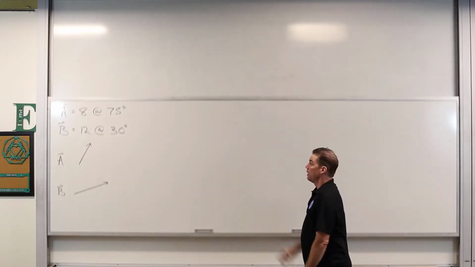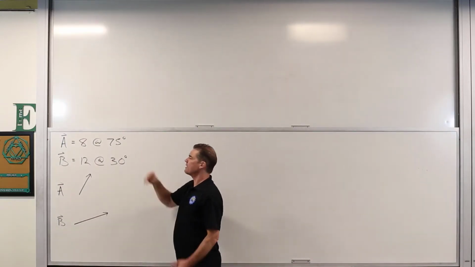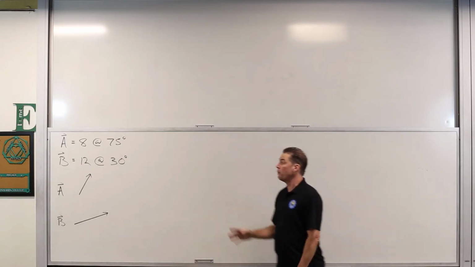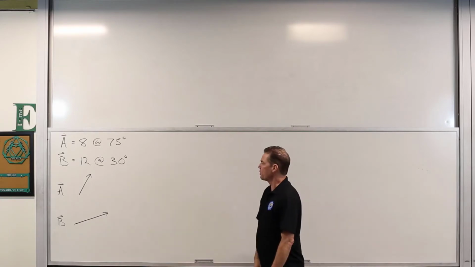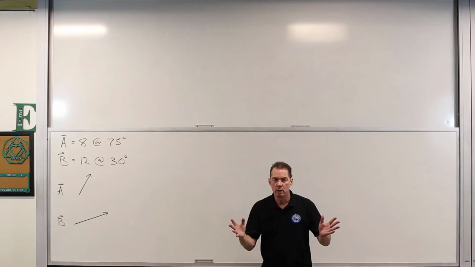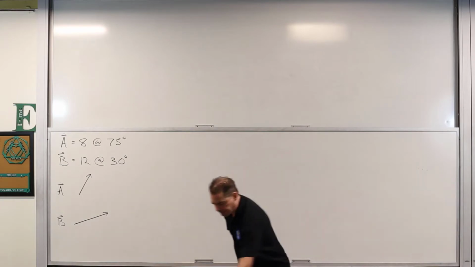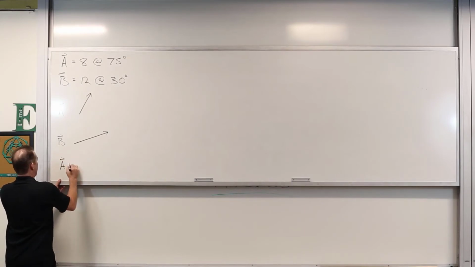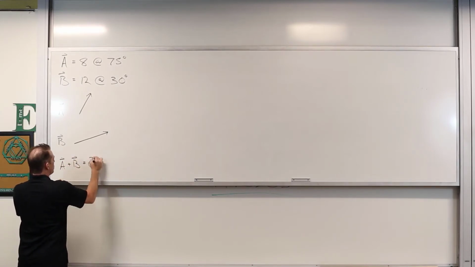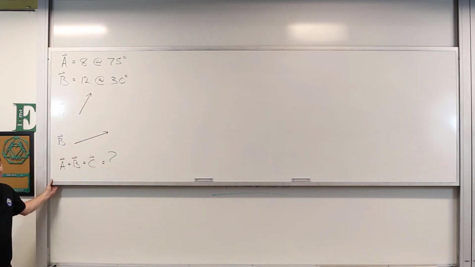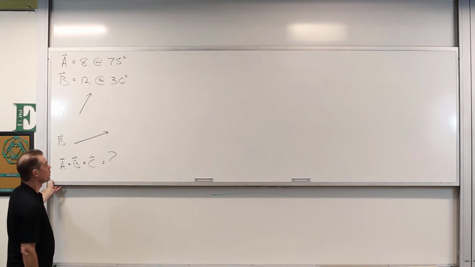A couple vectors here. A hat, 8 units at 75 degrees, and B hat, 12 units at 30 degrees. We want to form A hat plus B hat. So here's the problem. A hat plus B hat is equal to C hat, which is equal to what? What is C hat? In unit vector notation, that is a magnitude and a direction.